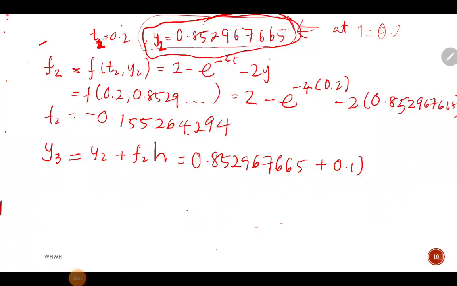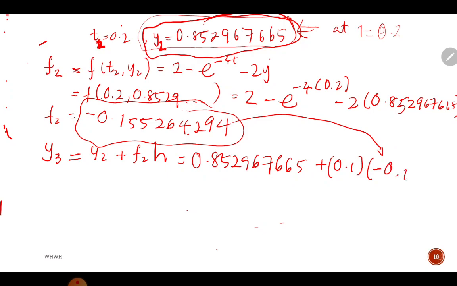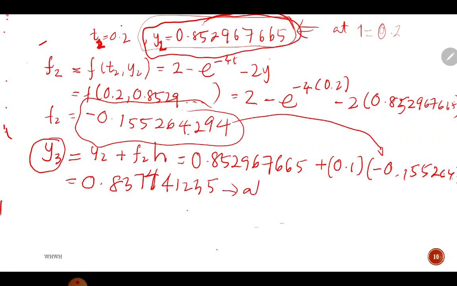Okay, H kita adalah 0.1. Darab dengan yang ni, darab dengan yang ni, masukkan ke dalam ni. Negatif 0.155 dan seterusnya. Okay, habiskan. So if you press the calculator, you akan dapat 0.837 44125. Nampak tak? Okay, so sekarang ni maknanya this is the value of Y3 at T sama dengan 0.3.